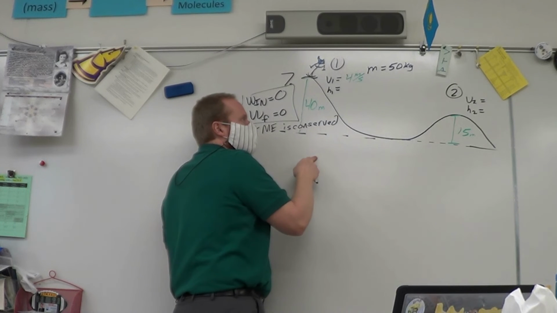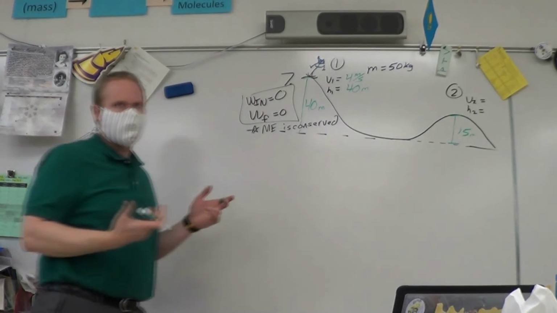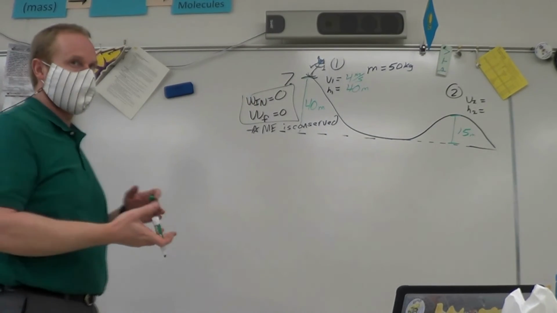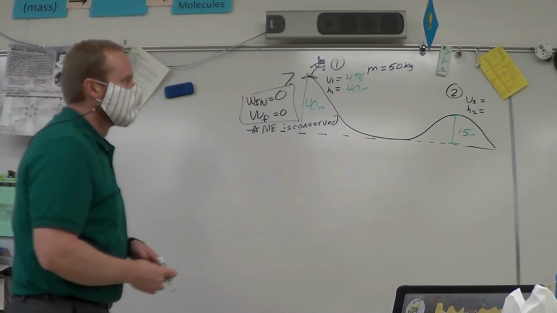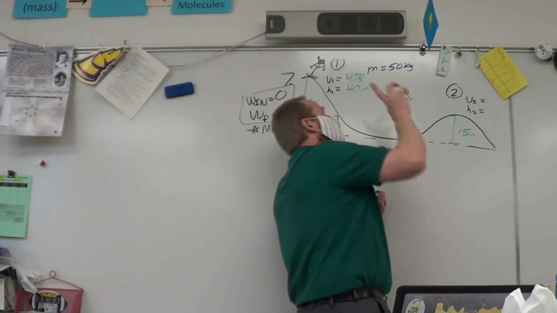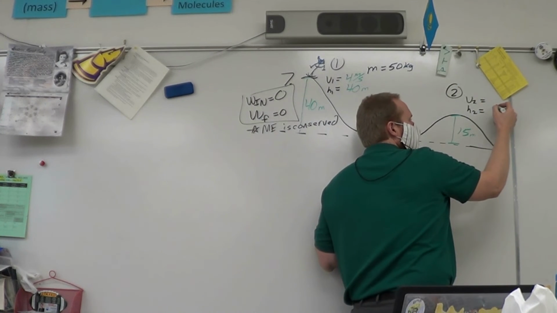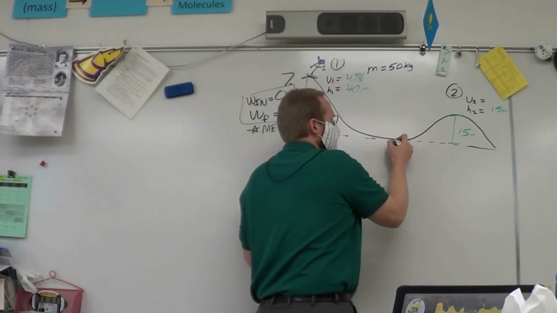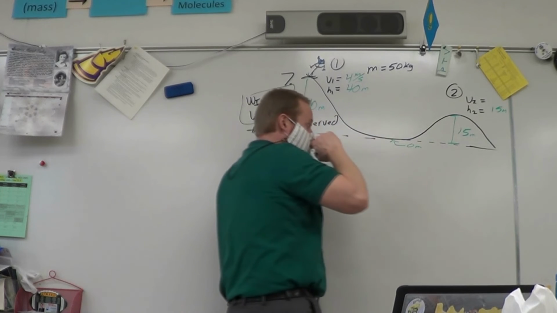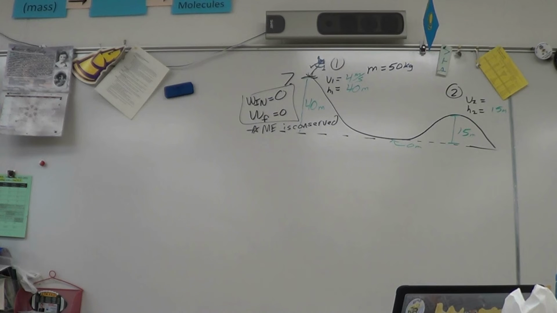What's my H1? 40. Most people choose H1 to be 40, and the reason they tend to choose H1 to be 40 is because it talks about that hill being 40 meters high. Okay, and that's great. It's pretty common. It's what I would do probably too. If H1 is 40, then my H2 is 15, right? Because we're measuring from this point, which we have defined to be 0. The lowest point is 0, and as long as we're consistent, we're fine.